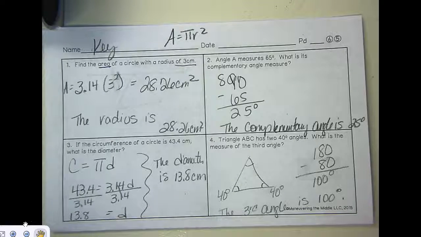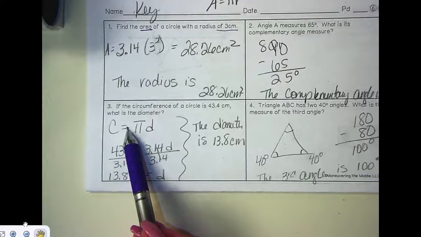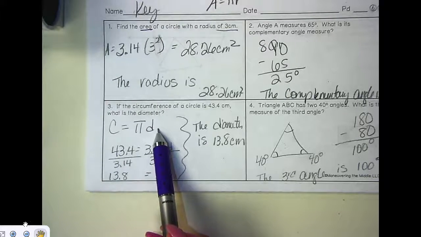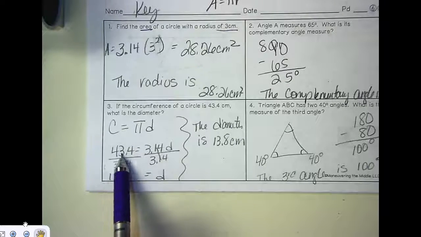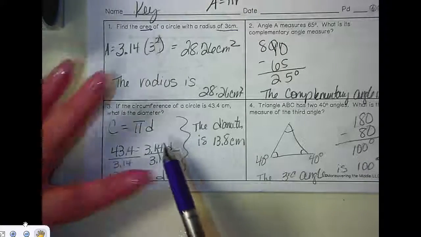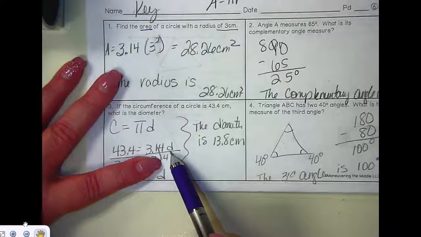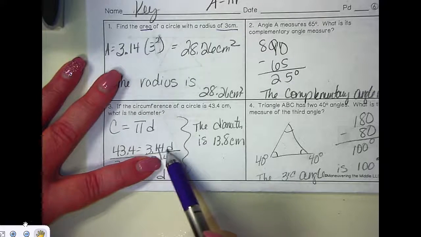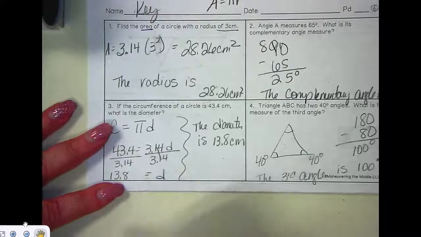Number 3, if the circumference of a circle is 43 4/10 centimeters, what is its diameter? So, circumference equals pi times the diameter. It tells us what the circumference is, so we use substitution and change the C to 43.4 equals pi, which is 3.14, times the diameter. The inverse of multiplying by 3.14 is dividing by 3.14.